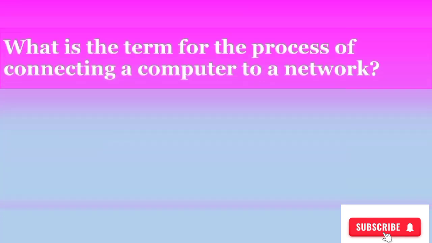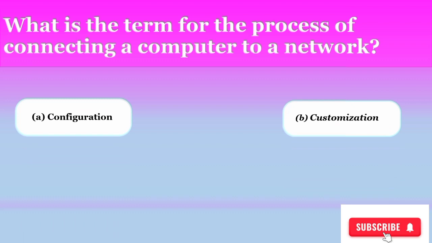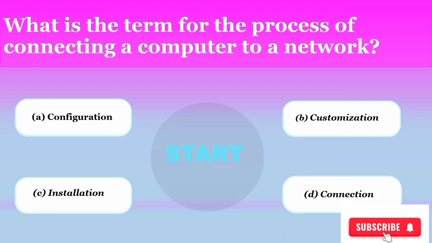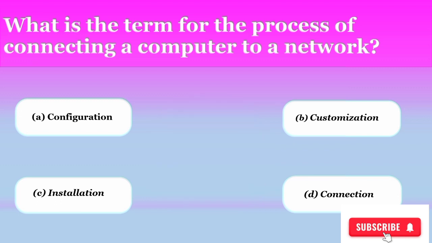What is the term for the process of connecting a computer to a network? A. Configuration. B. Customization. C. Installation. D. Connection. The correct option is option A, configuration.